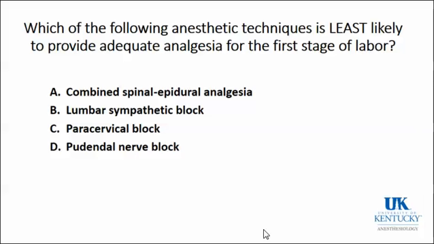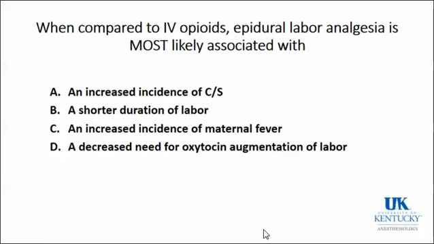And then moving on to which of the following anesthetic techniques is least likely to provide adequate analgesia for the first stage of labor. That is going to be a pudendal block. That will take care of the somatic pain in the second stage, whereas all the others will give you good analgesia for the first stage of labor, including paracervical block, but we don't do those because of the association with fetal bradycardia.